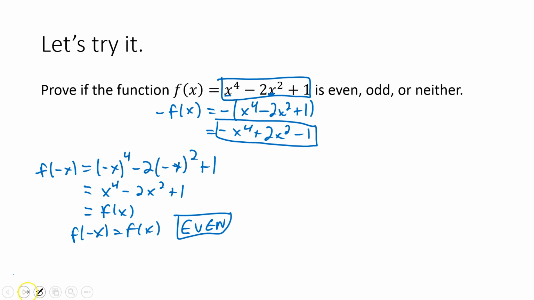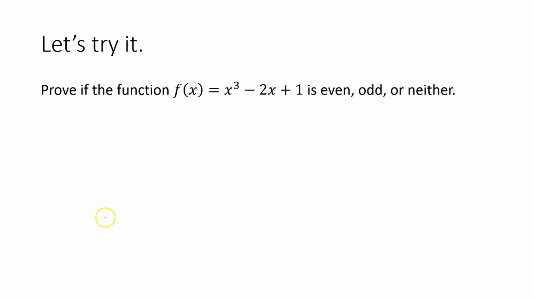All right, let's try another one. So here we have a new function. f of x is x cubed minus 2x plus 1. So right away, let's write out the negative of the function. That's negative x cubed minus 2x plus 1. Let's distribute it in there. That gives us negative x cubed plus 2x minus 1. So I just changed all my signs because I distributed the negative to all three there.